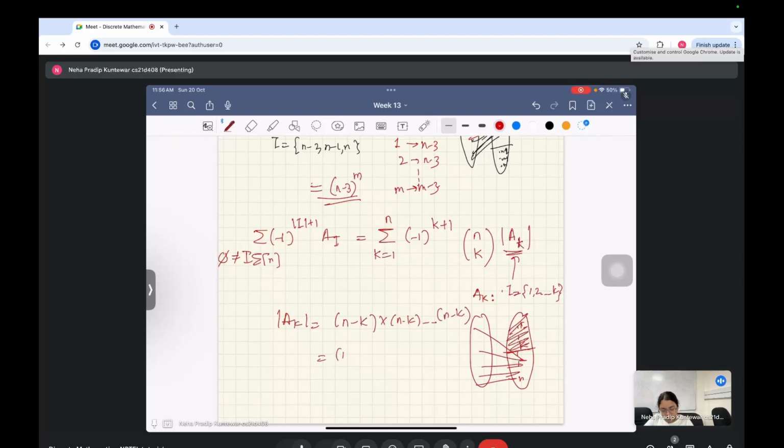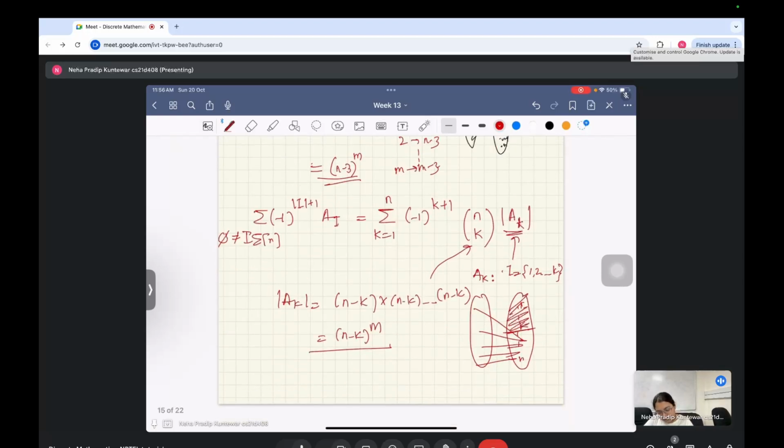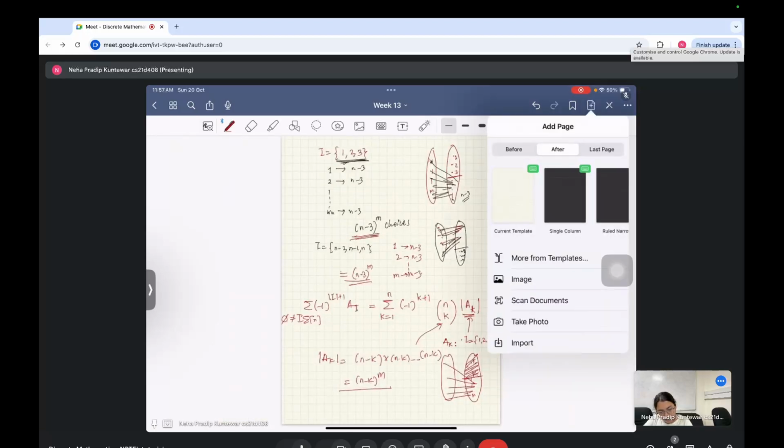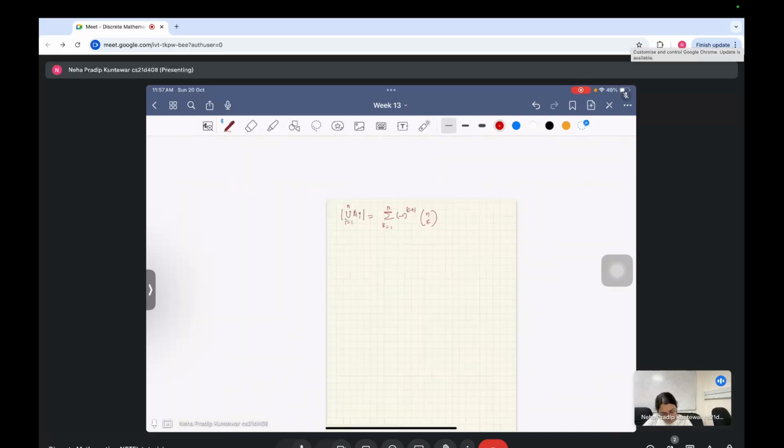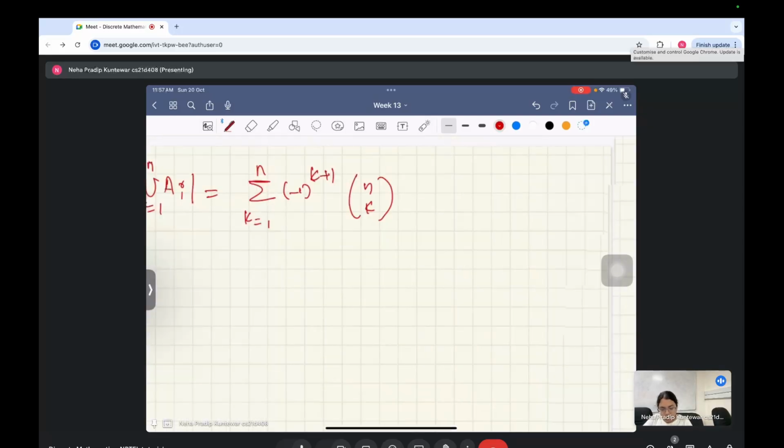Therefore you get (n minus k) to the m, and plugging this in, what you get is the size of the union of A_i for i from 1 to n, given by the summation for k from 1 to n of (minus 1) to the k plus 1, n choose k, times (n minus k) to the m.